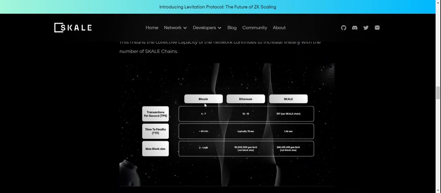Na Bitcoin wey be dis, Ethereum and Scale network. The transaction per second for Bitcoin na 4 to 7. The transaction per second for Ethereum na 12 to 15, and transaction per second for Scale na 397. No be for Scale o, per Scale chain na 397.